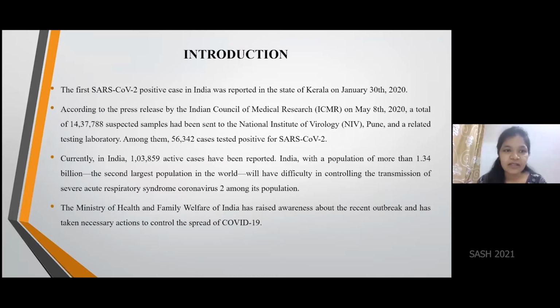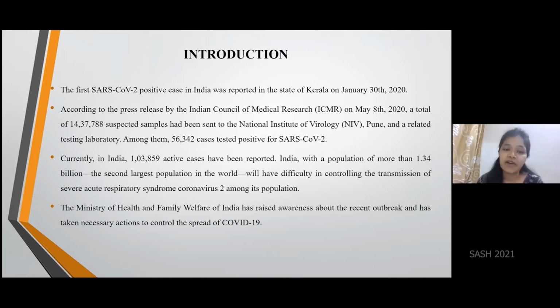Basically, the first SARS-CoV-2 positive case was reported in the state of Kerala on January 30th, 2020. According to the press release by ICMR, on May 8th, a total of 14 lakh suspected samples were tested in NIV, Pune. Among them, 56,000 were tested positive. Currently in India, we have 1,03,859 active cases which have been reported.